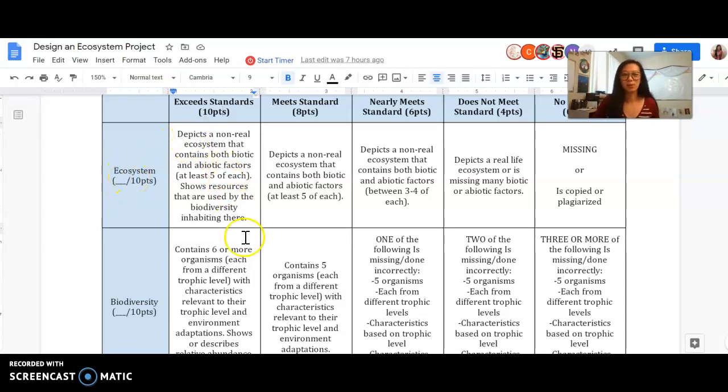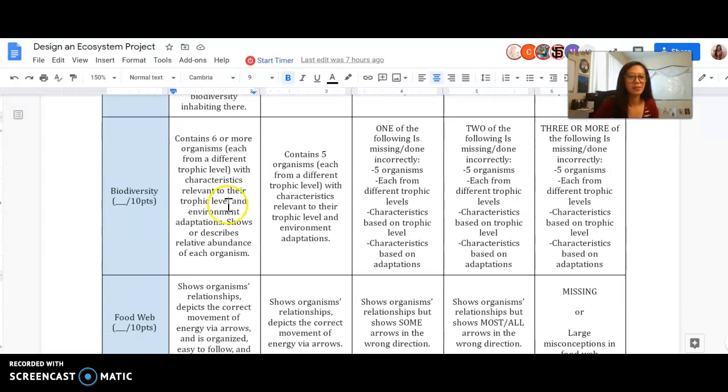I'm going to be looking for if it depicts and shows a non-real ecosystem that has both biotic and abiotic factors. I would love for you to have at least 5 of each if you can. And then it also shows the resources that are used by the biodiversity inhabiting there. So this can be shown in the drawing that you do. Whatever resources, food, etc., that your organisms might need should be shown in your drawing.